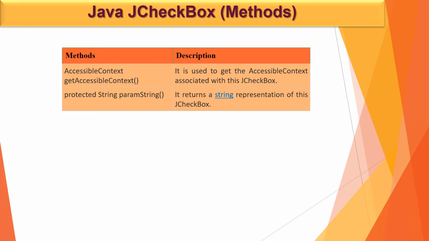There are two methods which are used with the Java checkbox. These methods are getAccessibleContext(). This is used to get the accessible context which is associated with the JCheckbox. Another method is protected String paramString(). This will return a string representation of this checkbox. Only these two methods we can use for JCheckbox.